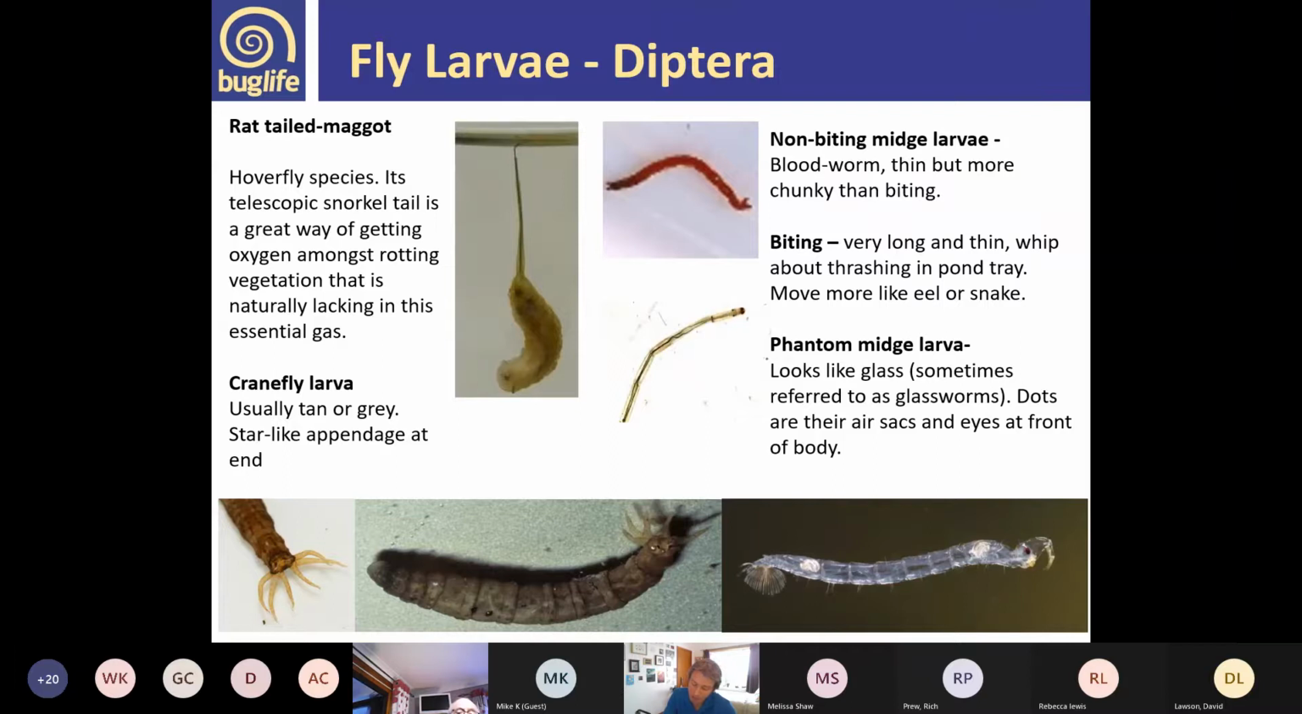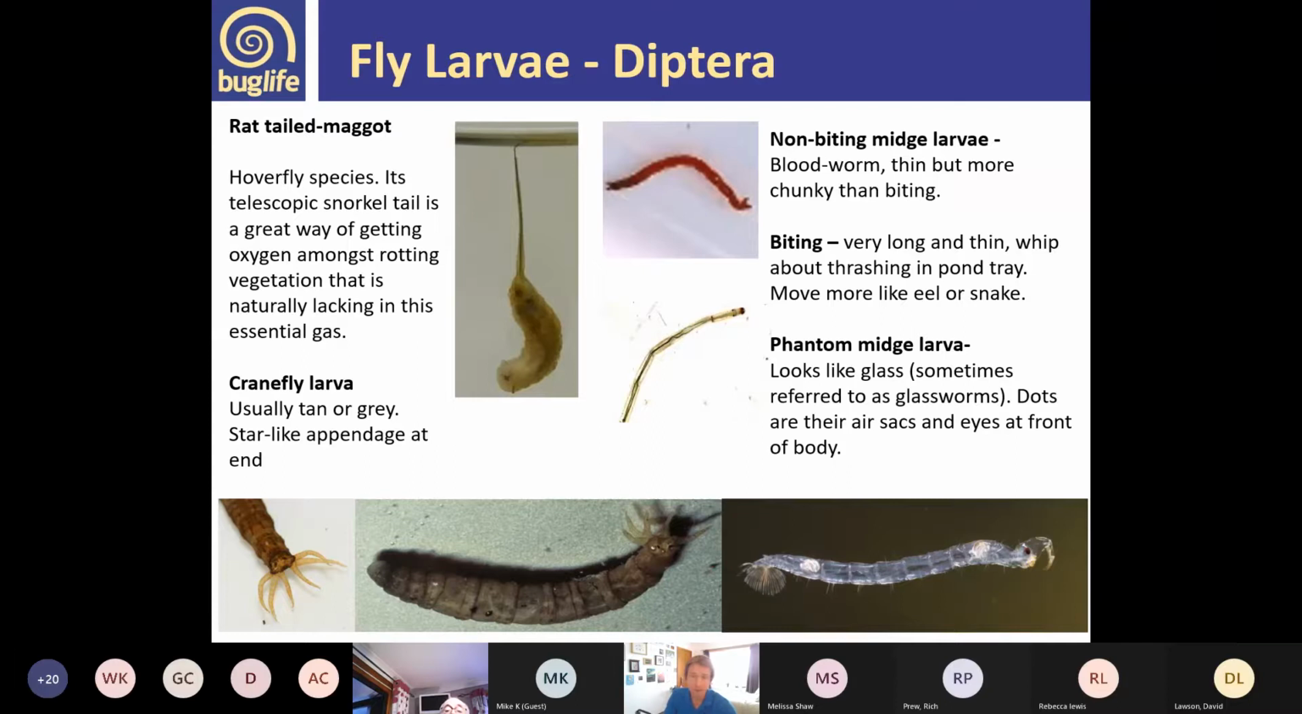Non-biting midge larvae, such as this red bloodworm on the top right there, are well known for being present in water where many other animals cannot survive. Biting midge larvae tend to be longer and thinner than non-biting midge larvae, and are often seen thrashing about when observed in pond dipping trays. Phantom midge larvae are also known as glass worms and are spectacular creatures due to their transparency, with their eyes and air sacs clearly visible.